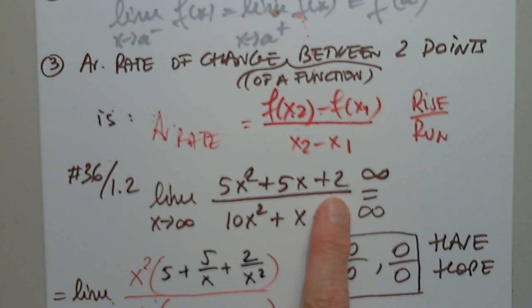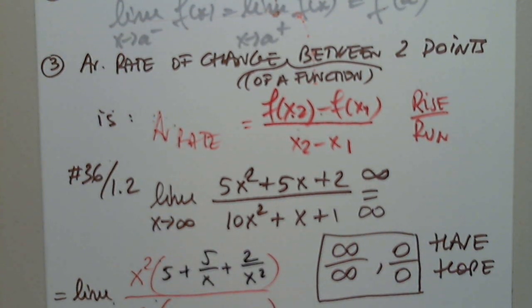This times this, yes. Awesome. In the same way, you will have a 10. You will have 1 over x plus 1 over x squared. At this point, we simplify the x squared with the x squared.